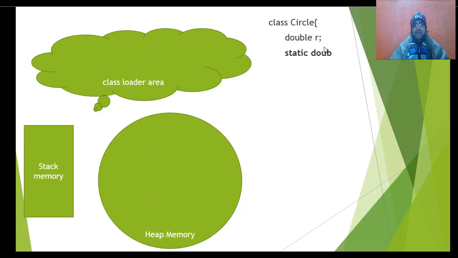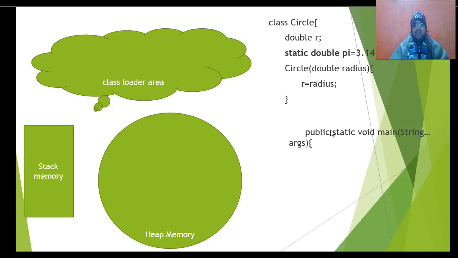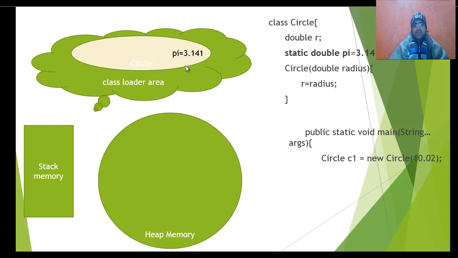Now the same class with pi as a static variable and a constructor for initializing radius. Now in this case, in the main method, the Circle class will be loaded into memory and pi is there. Now c1 is in stack memory, the object is in heap memory, but the object holds its radius value only, and pi is shared from the class loader area to c1.